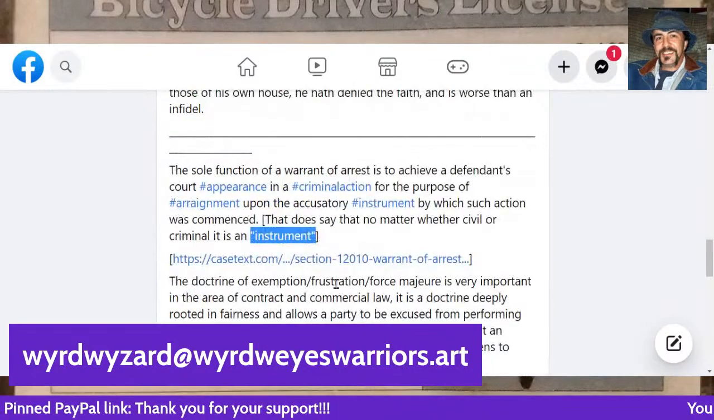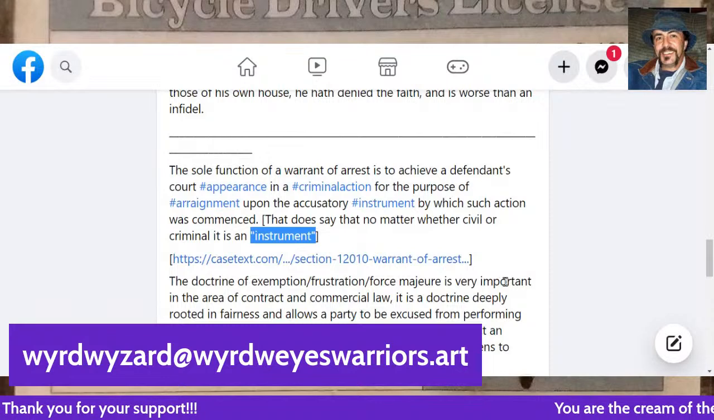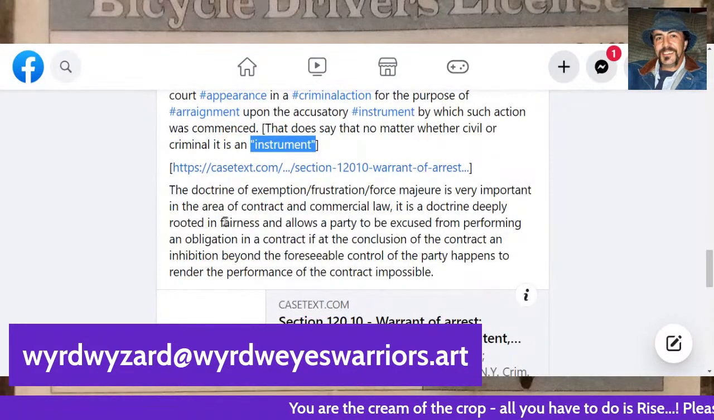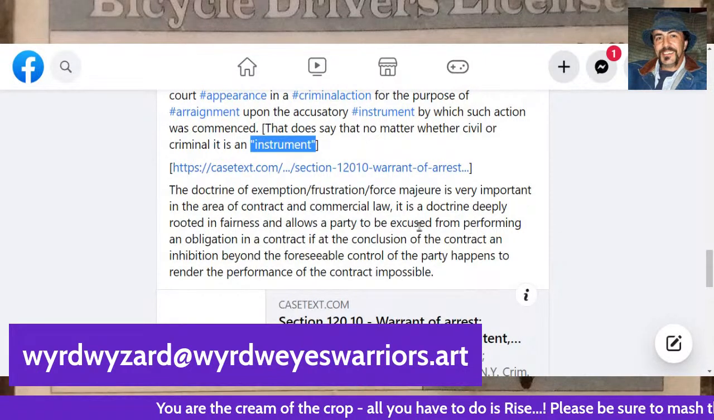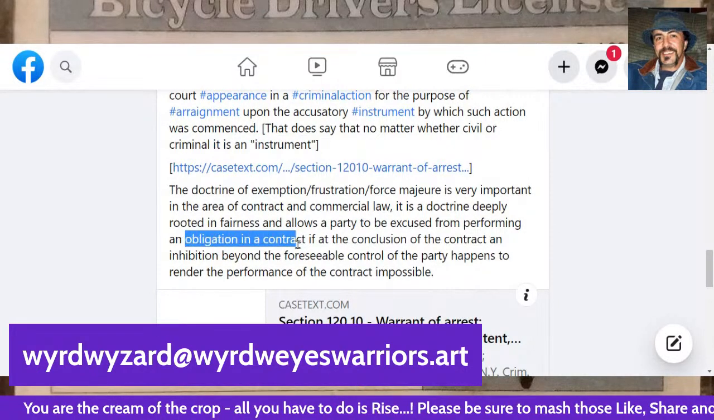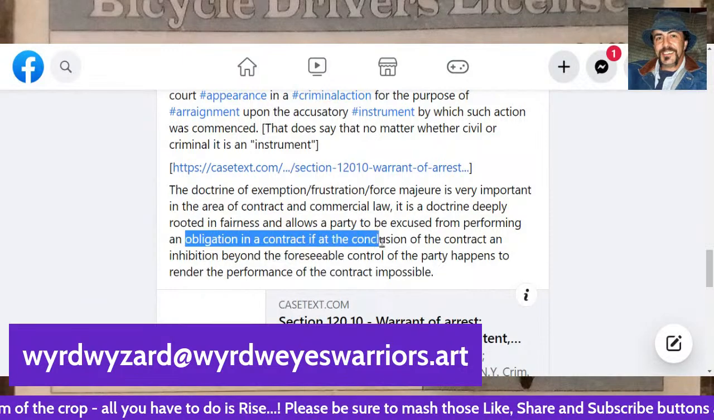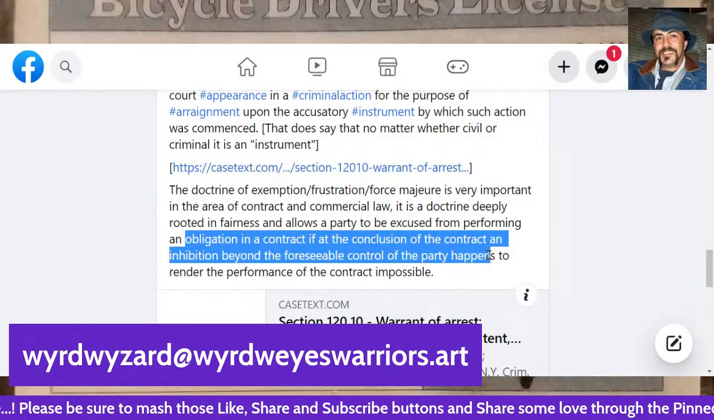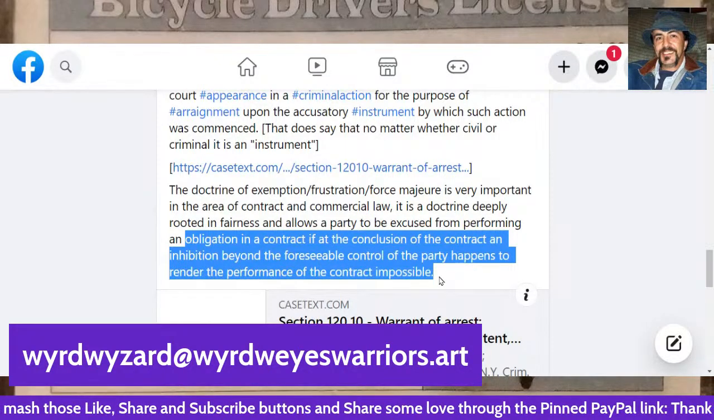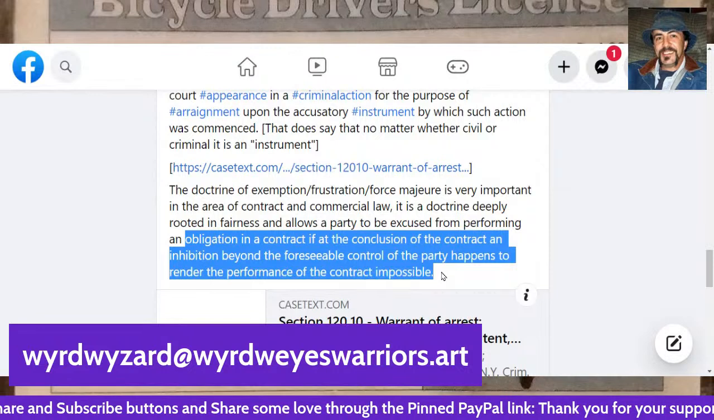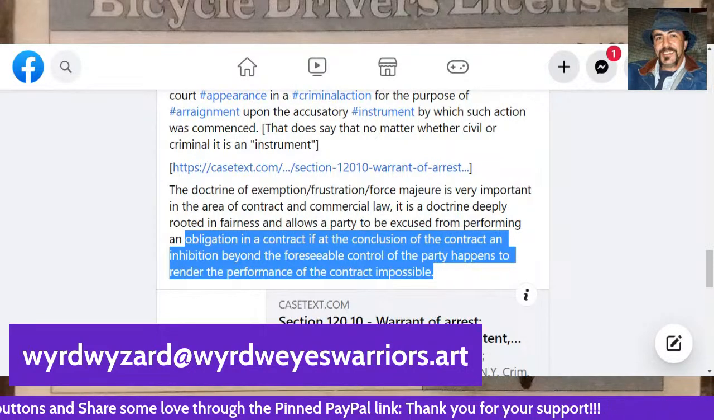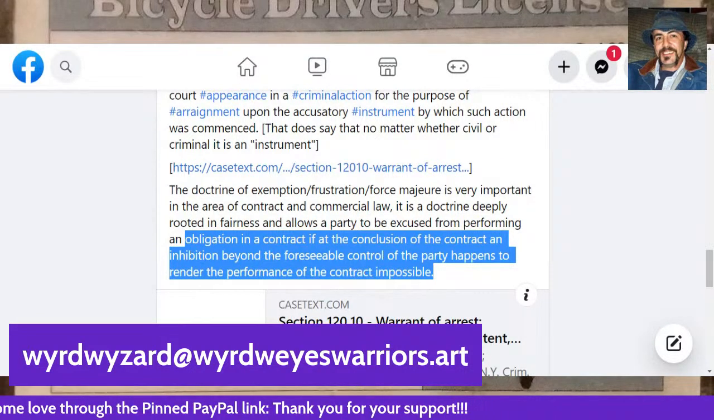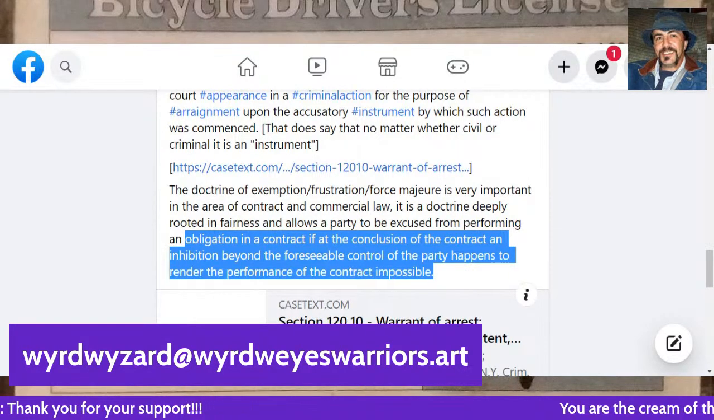The doctrine of exemption, frustration, force majeure is very important in the area of contract and commercial law. It is a doctrine deeply rooted in fairness and allows a party to be excused from performing an obligation in a contract if, after the conclusion of the contract, an inhibition beyond the foreseeable control of the party happens to render the performance of the contract impossible. It's an unforeseeable thing that I can't perform personally because I don't have a person to play in this idiotic Monopoly game.